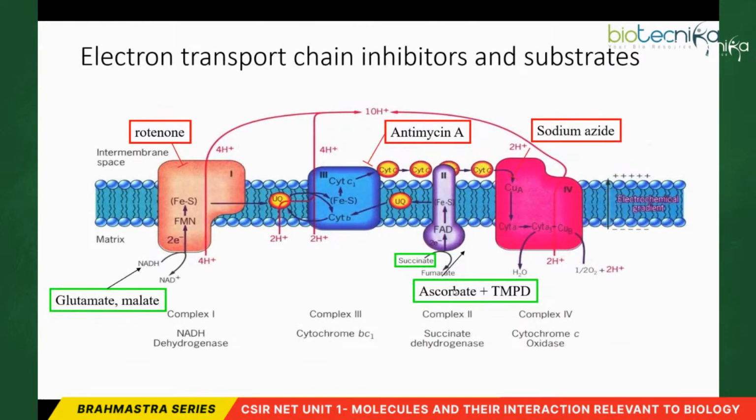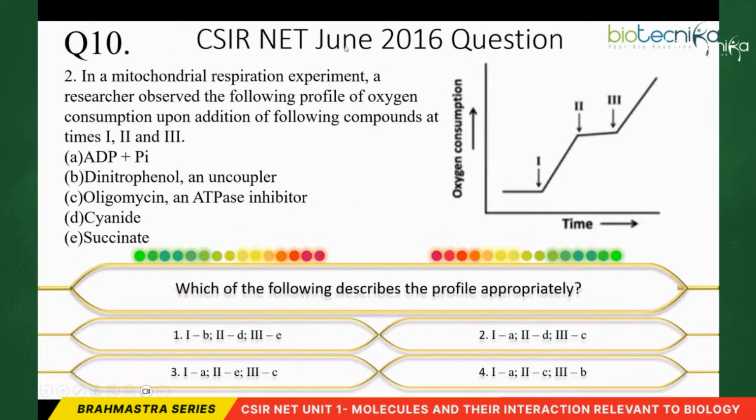Okay. And then let's solve this one question from June 2016. This is from carbohydrate metabolism. However, this type of question is also important, because it is based on electron transport chain inhibitors.